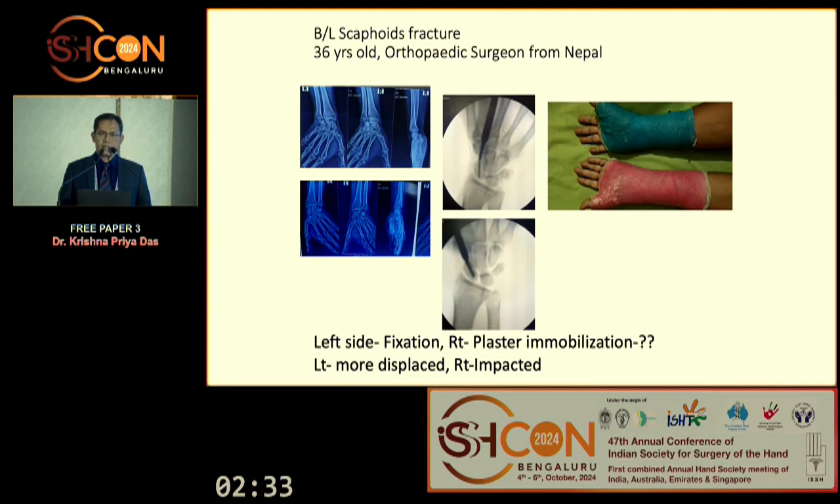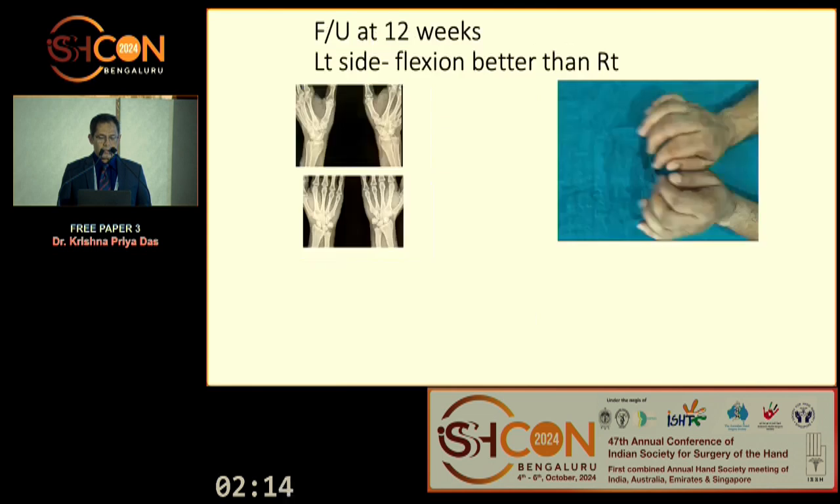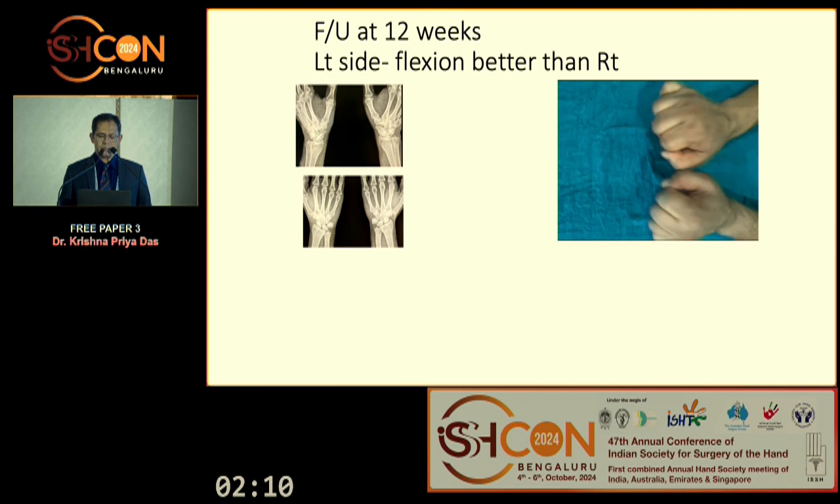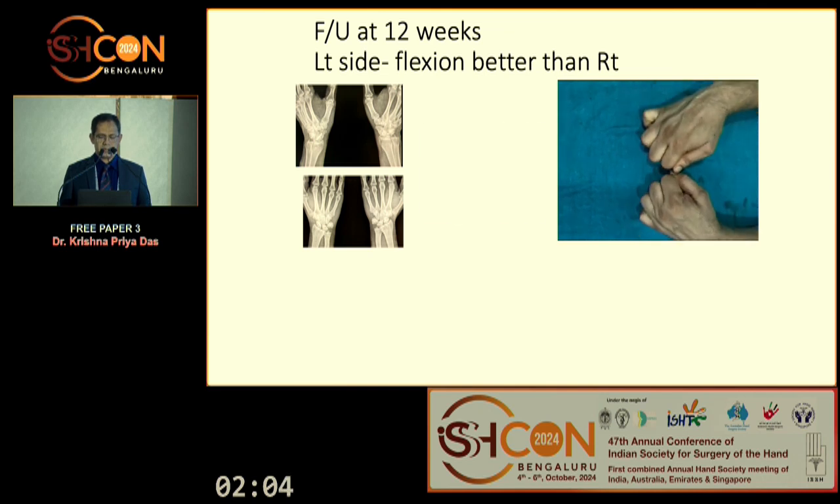Even in a bilaterally fractured scaphoid, in the right side there is no displacement, but in the left side there is a displaced fracture. We go for screw fixation for the left side and conservative treatment for the right side. But after 12 weeks, the range of movement and the radiological union are better in the left side.